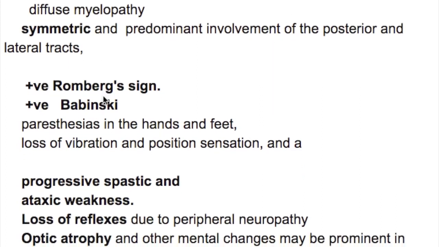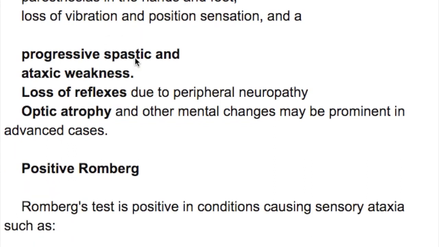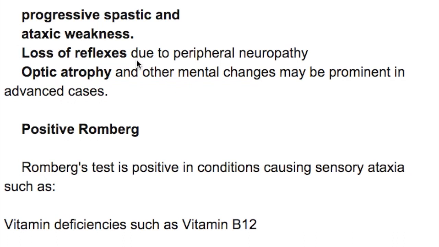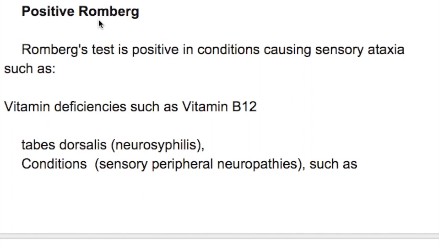There is a positive Romberg sign and a positive Babinski sign. There are paresthesias in the hands and feet and loss of vibration and position sensations, and a progressive spastic and ataxic weakness and loss of reflexes due to peripheral neuropathy. Optic atrophy and other mental changes may be present in advanced cases. So what is a positive Romberg sign? Romberg sign is positive when the patient is standing, closes his eyes, and loses his balance. But if he loses his balance with open eyes, it is due to a defect in the cerebellum.